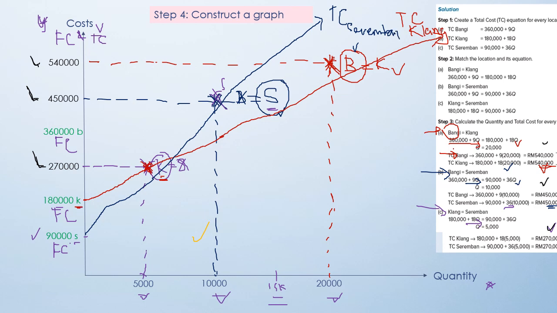And the last intercept is this one. Okay, this one is the intercept that belongs to Bangi, which we have labeled as B. So we search where the fixed cost for Bangi is. It is over here, 360,000. So we draw a total cost line starting from 360,000, that is the fixed cost for Bangi, and we go and touch Bangi. So this is the total cost for Bangi.